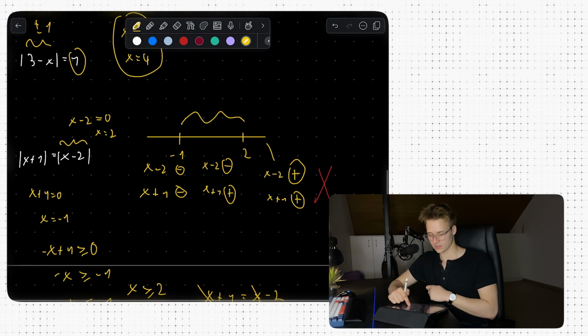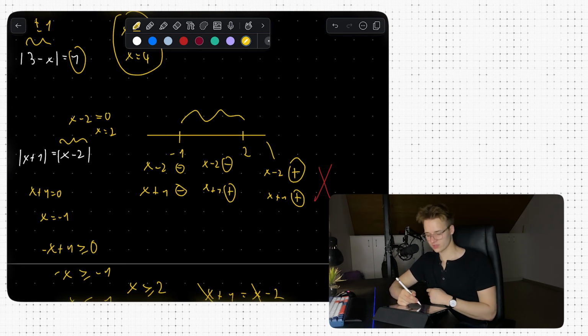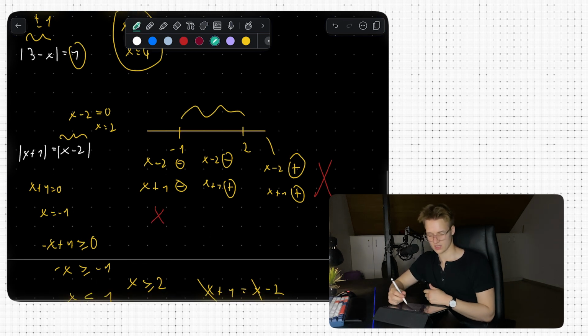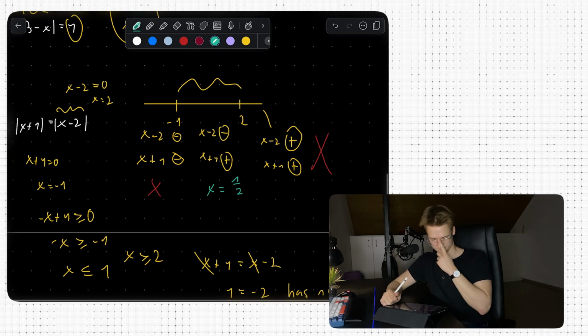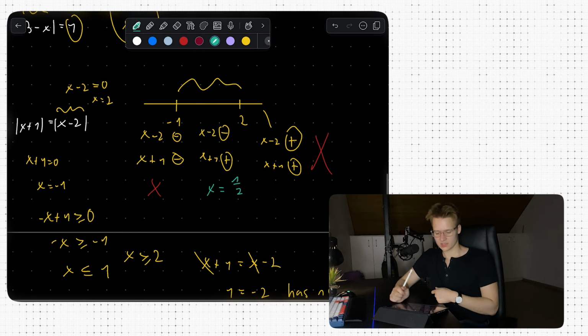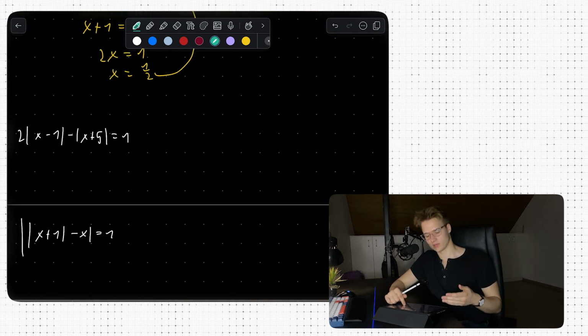And what if they're both negative? Well, if they're both negative, then the minus signs are just going to cancel out, and we're just going to get this again. So this one we can already just say it has no solutions. So the only solution is x equals 1/2. And that's how you could solve an equation like this.